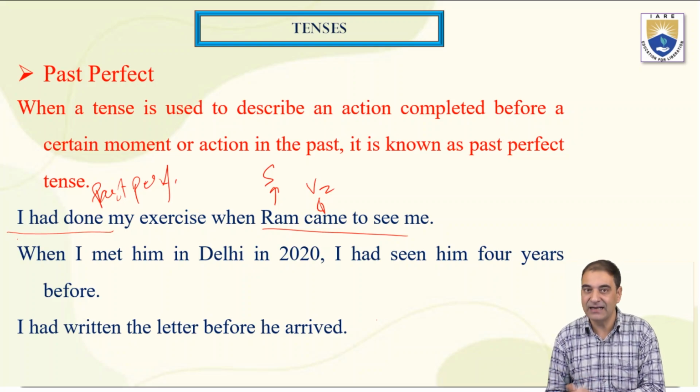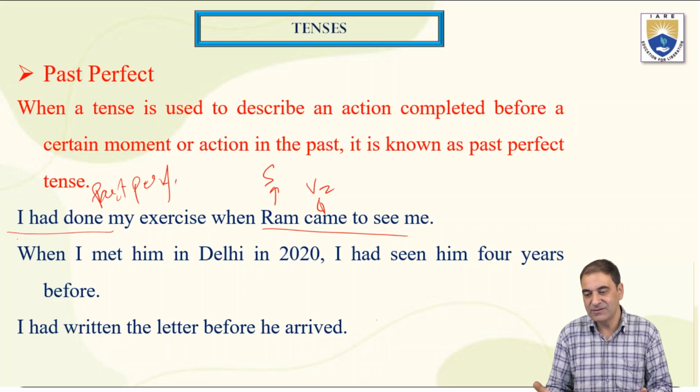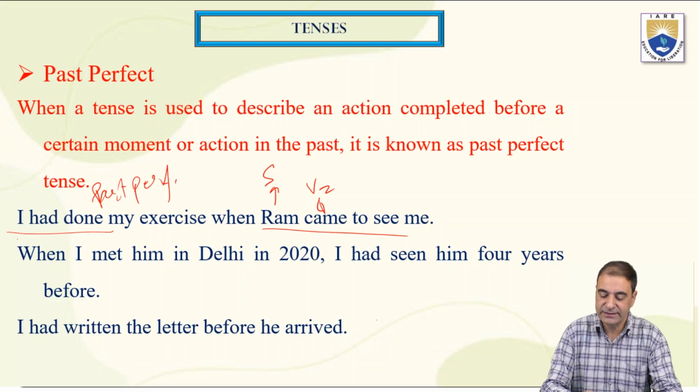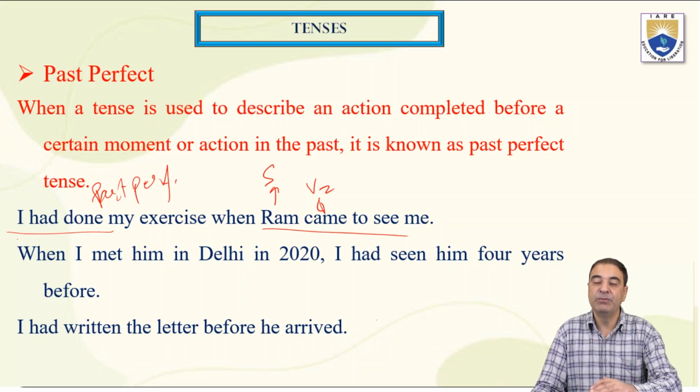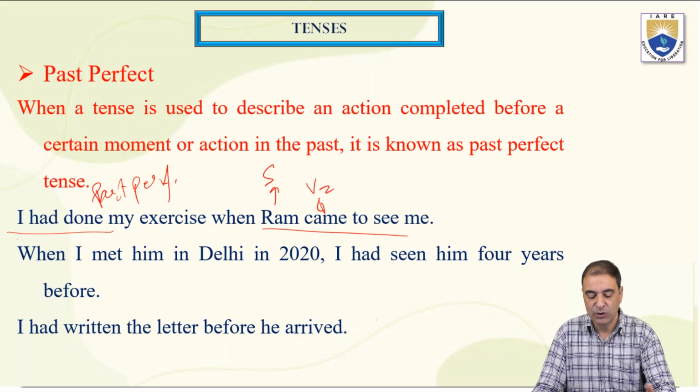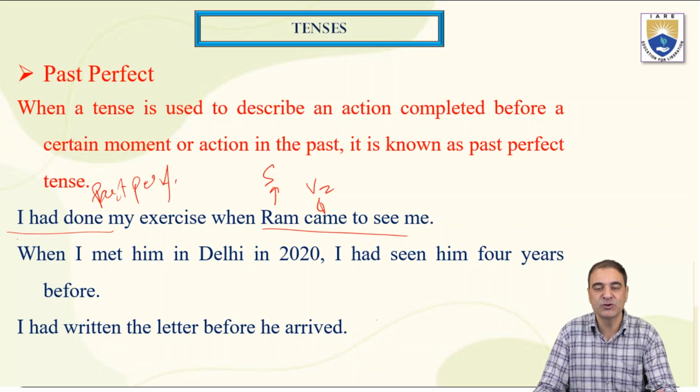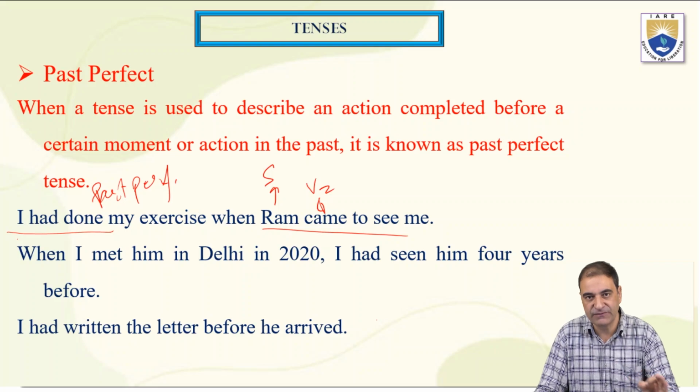When I say the train had left, it gives the sense that I was late. The train had left. This is the first action. And then I arrived at the station. And here, remember, when a tense is used to describe an action completed before a certain moment or certain action in the past, we call it past perfect tense.